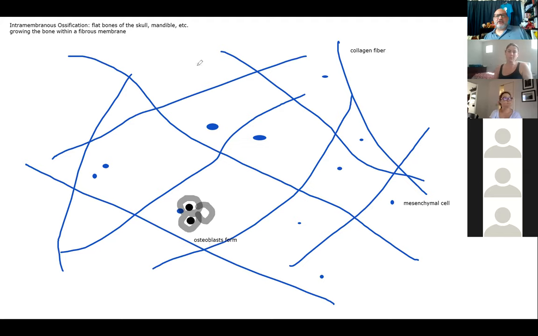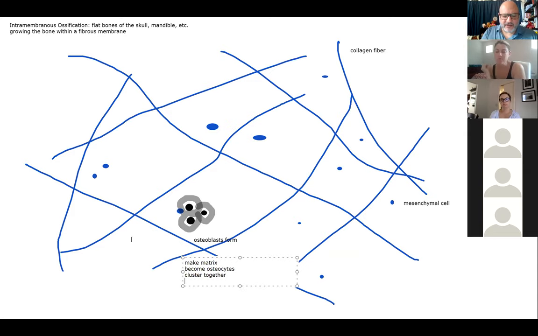And so what happens is we get these clusters of osteoblasts forming matrix, surrounding themselves with matrix, and becoming osteocytes. So they form, they make matrix, they become osteocytes, locked in their lacunas, and they cluster together. Well, a cluster of these osteocytes surrounded by bone sounds an awful lot like an ossification center. And that's exactly what these become. They form an ossification center.